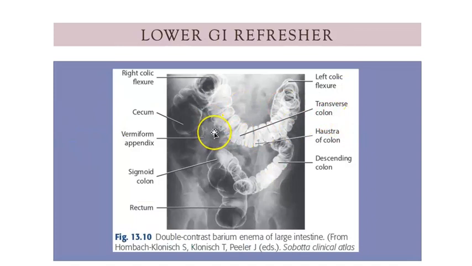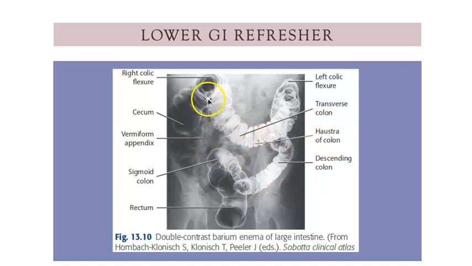In our x-ray of the lower GI, we're now getting into the large bowel again. We have the cecum, which is joined from the small intestine, up to the right colic flexure, transverse colon, left colic flexure, descending colon, into the sigmoid and the rectum. The appendix comes off of the cecum. And we also see haustra of the colon.